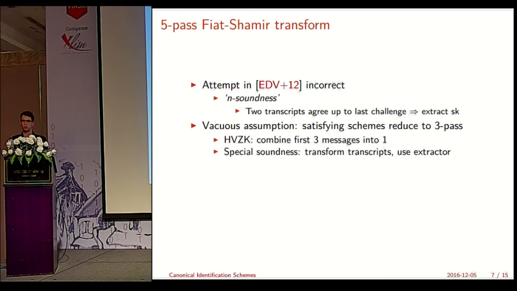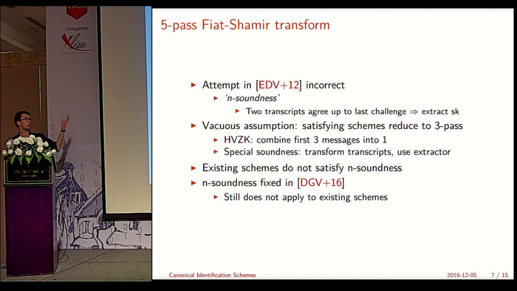Basically, you're proving an equivalent three-pass scheme based on an existing five-pass scheme that has this property, which would be great, because then you could apply the traditional Fiat-Shamir transform to this resulting three-pass scheme. Only none of the existing five-pass or seven-pass schemes apply, because they don't satisfy this condition. There's no such extractor that from two of these transcripts you can actually get the secret key. Then the authors ended up fixing it in the journal version of this paper this year. And they redefined it, and now it doesn't reduce to three-pass anymore, but still it does not apply to existing schemes. So that's the gap where our work comes in.